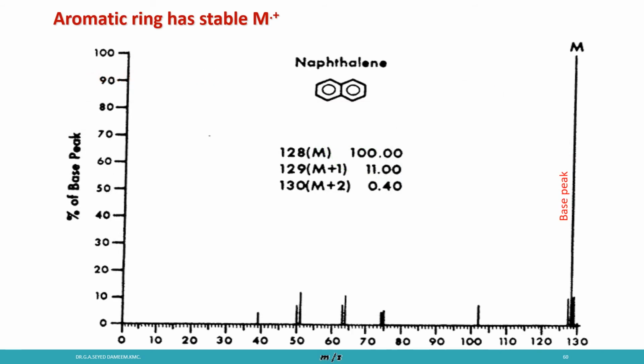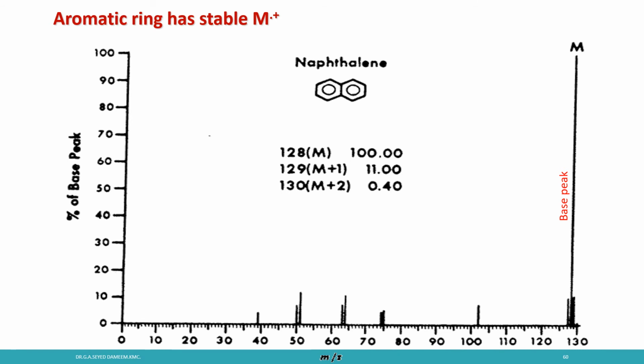This slide shows the mass spectrum of naphthalene, and it gives a molecular ion peak at m/z 128, and that peak has 10% intensity. That peak is the molecular ion peak. That peak itself is the base peak. And the peak at m/z 129 is the M plus 1 peak, which has intensity 11.